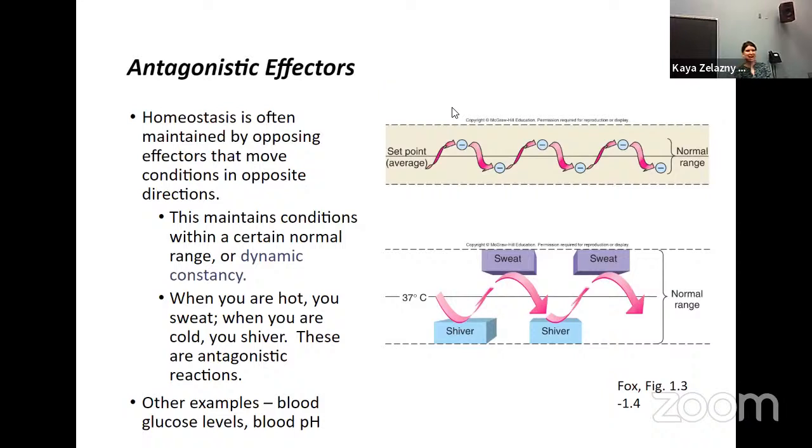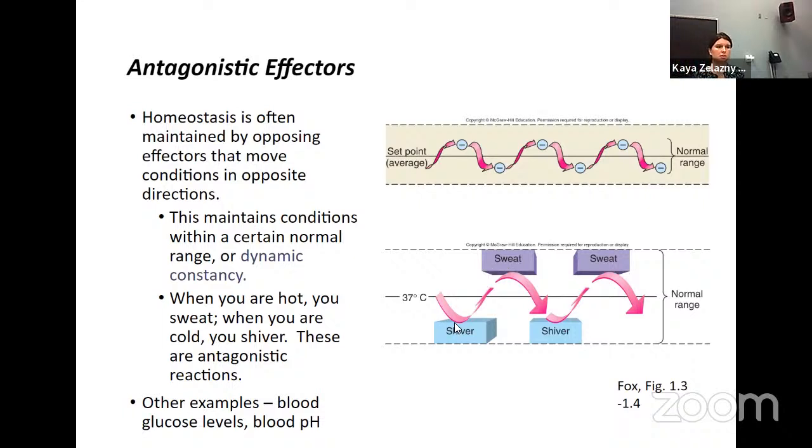When we talk about antagonistic effectors, what we mean is that sometimes we have something that's going to cool down the body, and sometimes we have something that's going to heat it up, right? We might want to move this needle in opposite directions. So that's what we mean by antagonistic effectors. They have the opposite action on our regulated variable, on our set point. So for cooling, we have our sweat glands, right? That's a gland, an effector organ that cools us down, brings us back down to the set point.